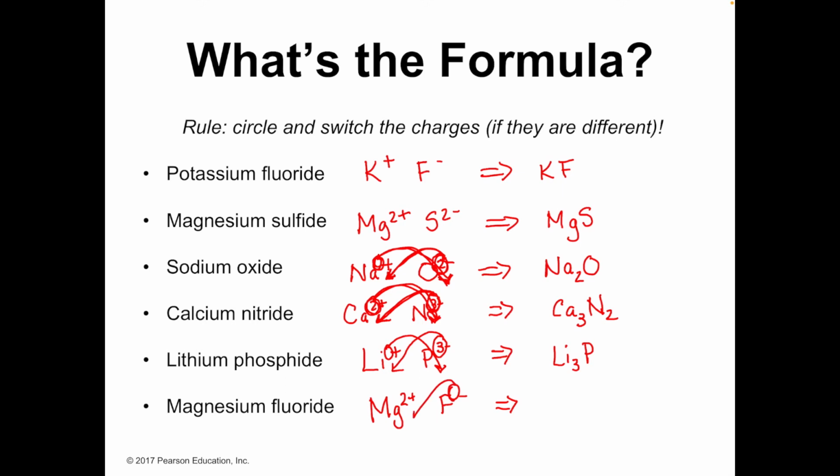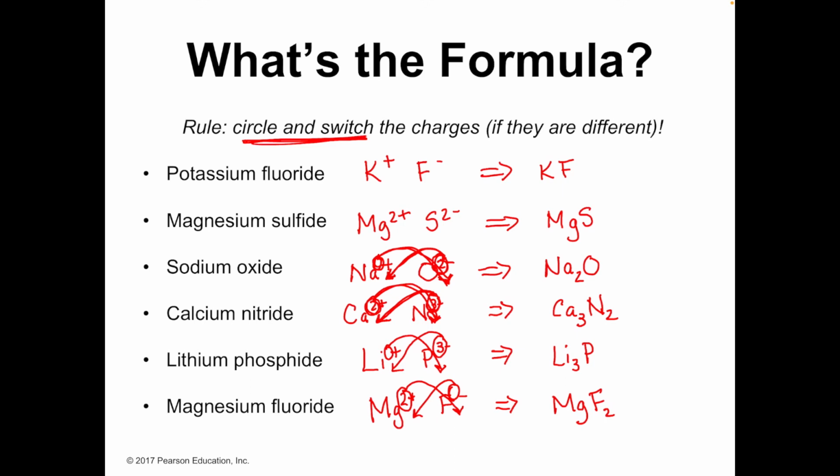So our imaginary 1 from the fluorine will go to the magnesium, so we get Mg, and we're not going to write the 1. And then the 2 from the magnesium will go to the fluorine, so we get F2. Okay, so our rule is circle and switch if the charges are different.